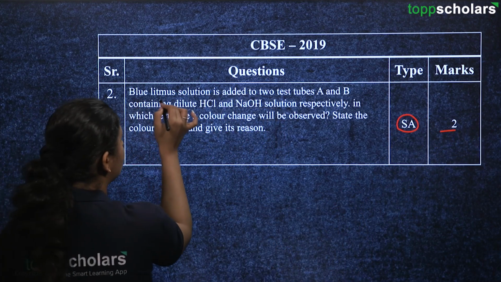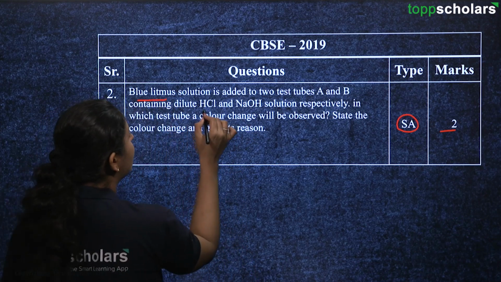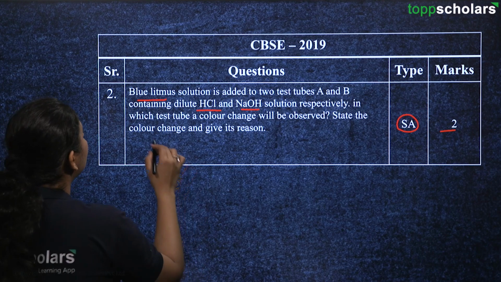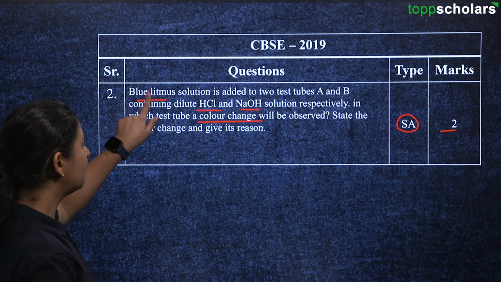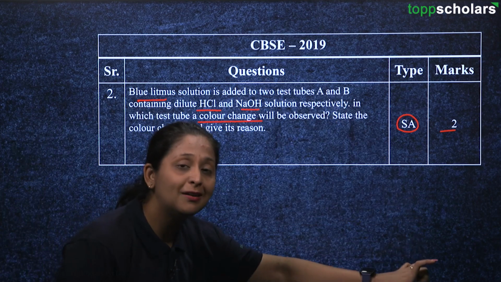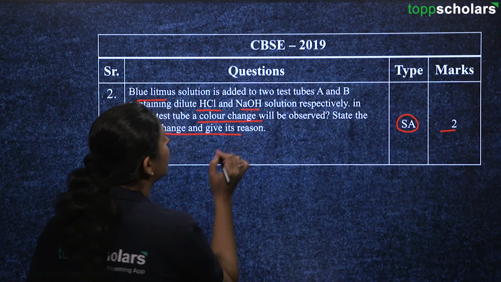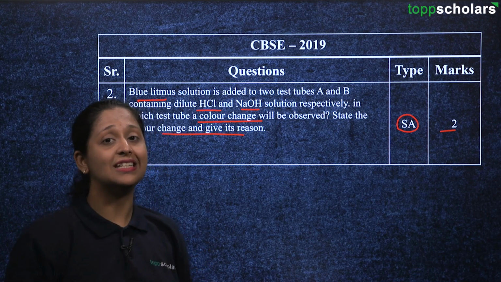Blue litmus solution is added to 2 test tubes, A and B, containing dilute HCl and NaOH solution respectively. In which test tube will a color change be observed? We are doing the blue litmus test with an acid and a base. So, which will show you that particular test? You have to determine that and then state the color change and give its reason. What was the color change that you observed and what is the reason for that?